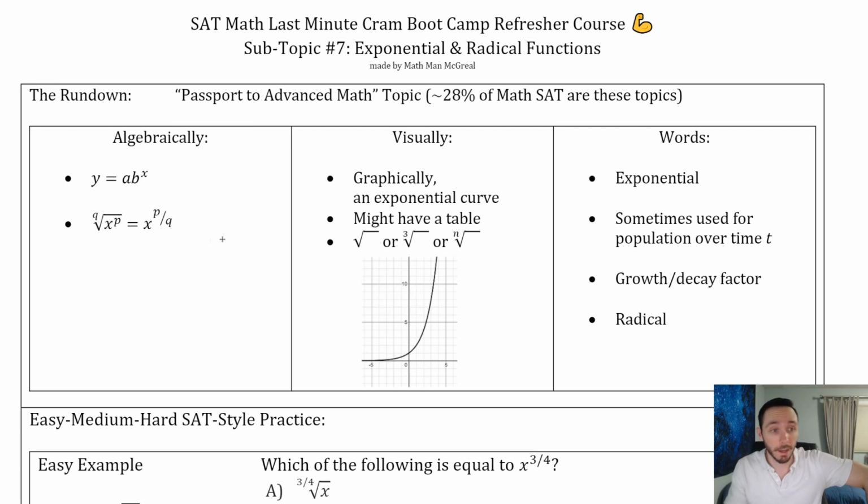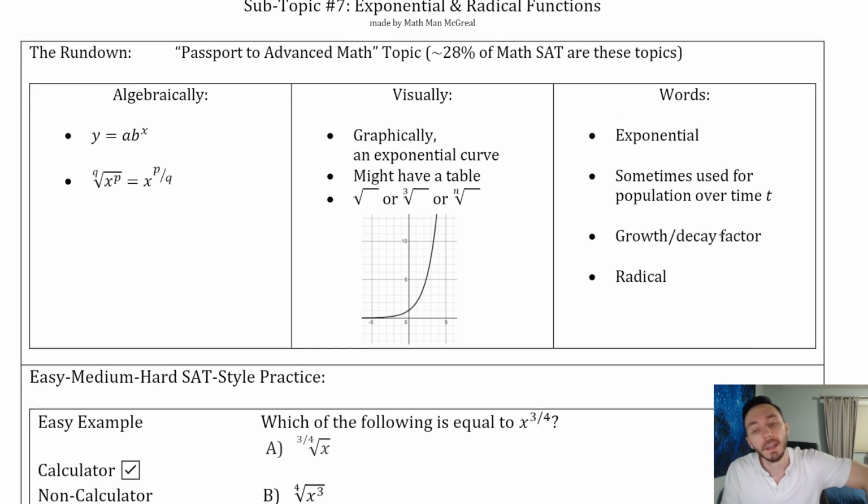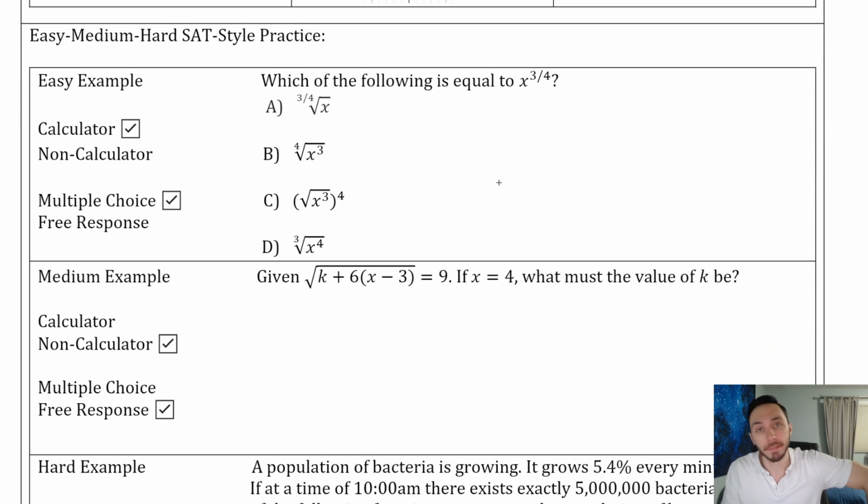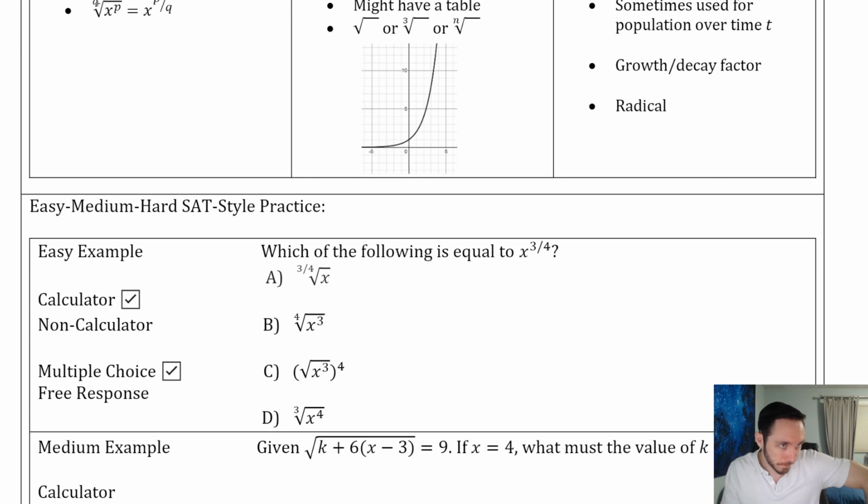So if you have your index on the outside and your power on the inside, this can be written as a fraction p over q. And you might see this in radical form. You might see this in rational exponent form. So some words: exponential functions are used to represent populations. So you might see some population over time t, growth, decay, and you might see the word radical. For this first one, it's straight up definition. Nice to have a little breather after that last one. Using this definition right here, the qth root of x to the pth is x to the p over q.